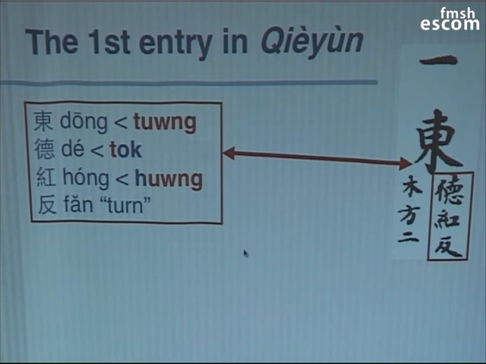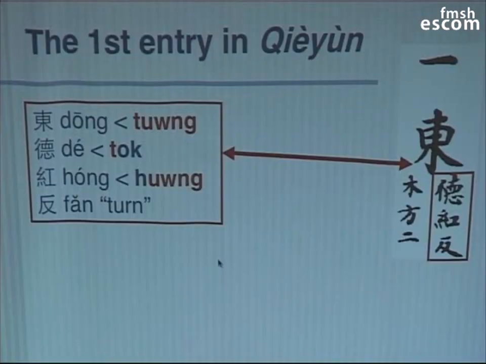So the de is the initial speller. I've given here in the box our Middle Chinese notation for these pronunciations. So de begins with a T, and hung ends with this thing we write, U-W-N-G. And so that means that the pronunciation of dong is what we write as T-U-W-N-G.